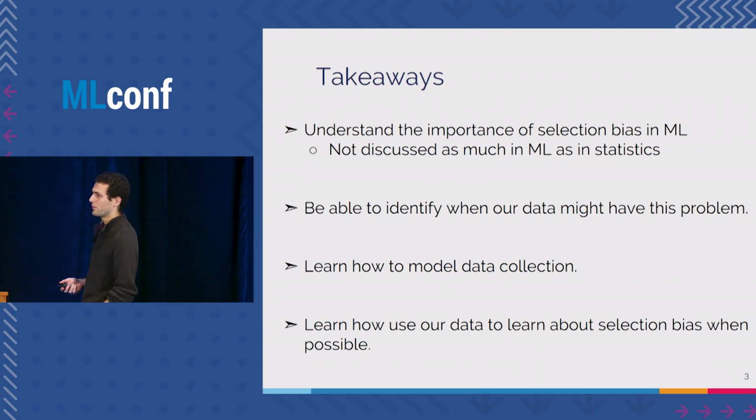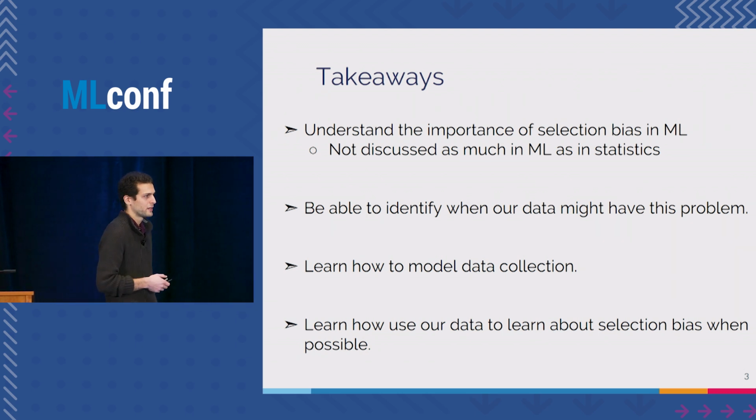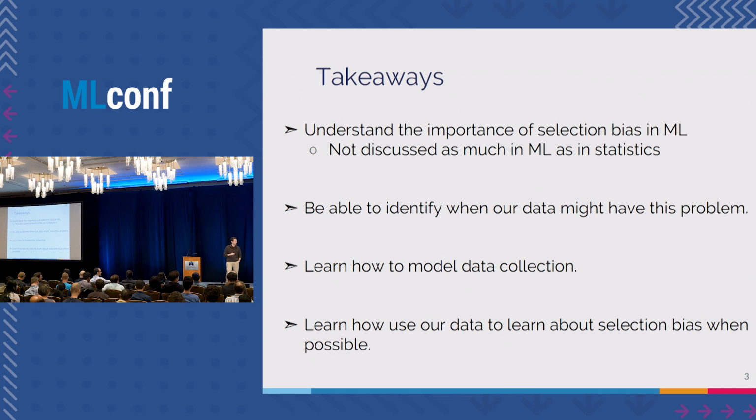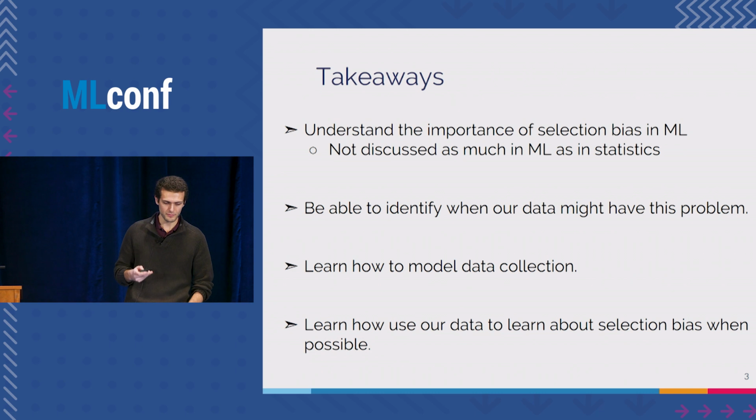We want to figure out how to know when our data does have this problem and what we can do about it. And then there's a last piece, which is, in some cases, if we have a small subset of data that is collected at random that doesn't have selection bias, we can use that data to learn about selection bias in the rest of the data.